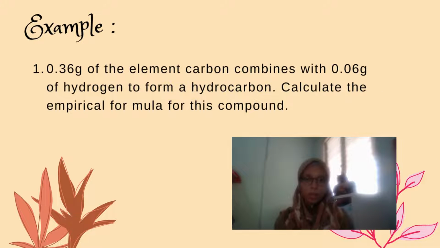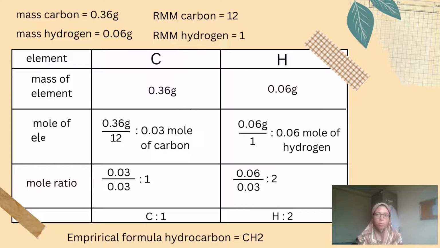This is one of the examples. From the question, we already know the mass for carbon and hydrogen, which is carbon 0.36 gram and hydrogen 0.06 gram. And referring to the periodic table, we can get the relative molar mass for carbon, which is 12, and hydrogen, 1. So just follow the steps. First, mass of element, we already got it in the question. And then find the mole of each of the elements, which is carbon, we got 0.03 mole of carbon, and hydrogen, we got 0.06 mole of hydrogen.